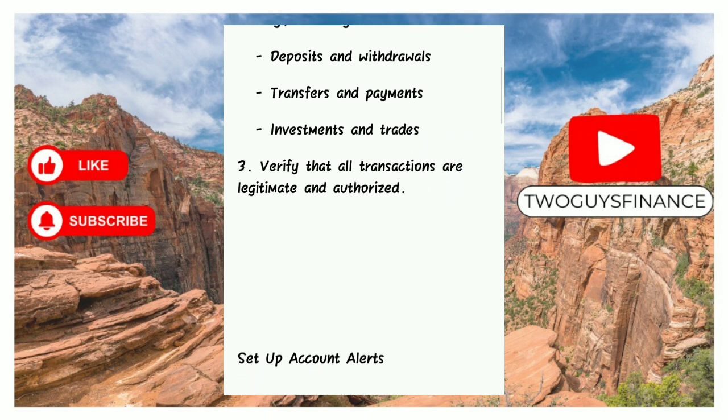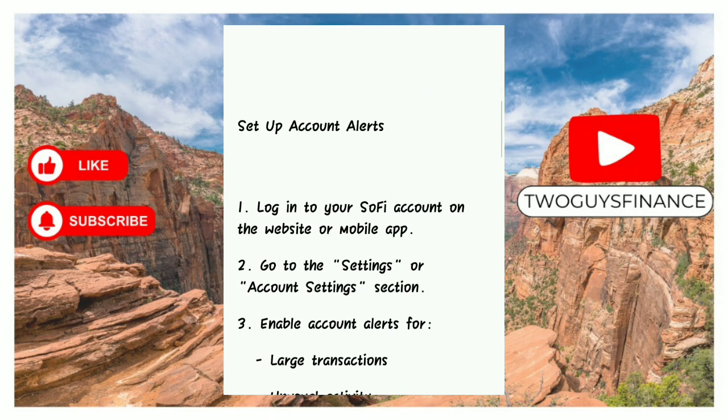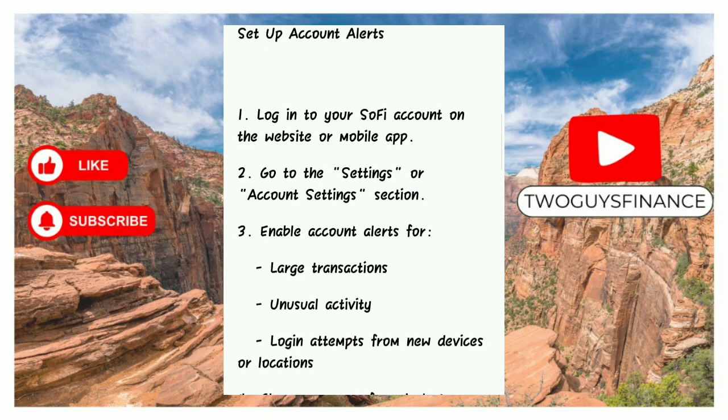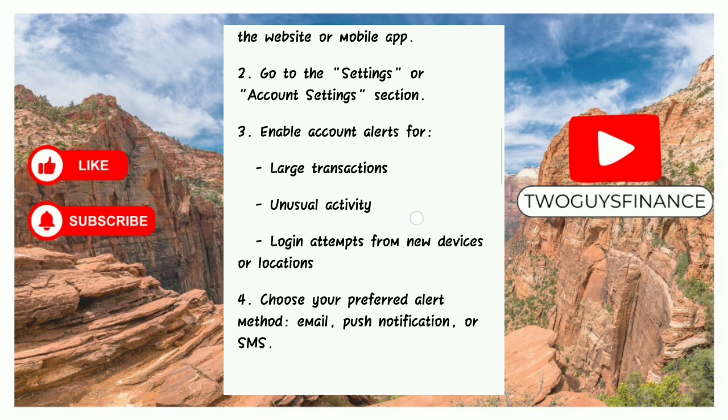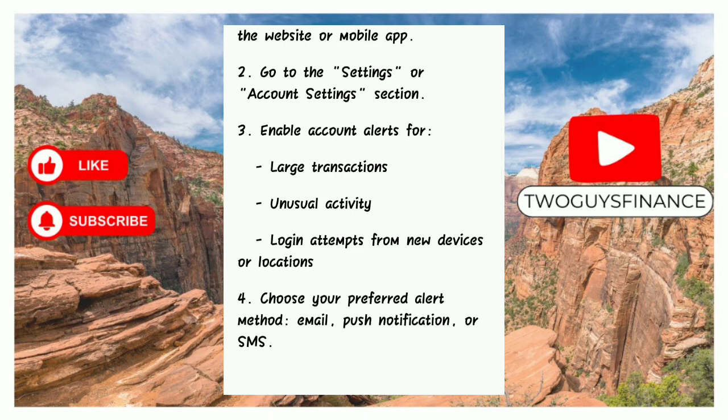So the second method is to set up account alerts. You can do that by logging into your SoFi account on the website or mobile app, and then go to the settings or account settings section, and then you want to enable account alerts for large transactions, unusual activities, or login attempts from new devices or locations. And then you want to choose your preferred alert methods. That could be email, push notifications, or SMS.